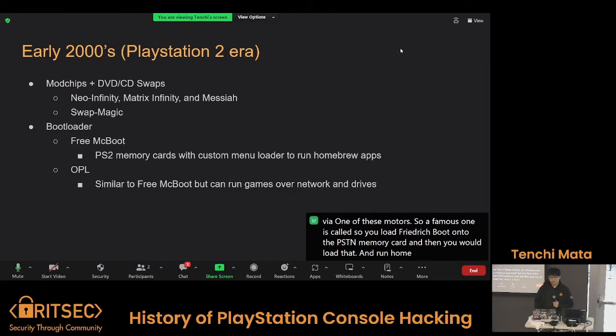Homebrew apps are basically external applications that you could import. So think like, I don't know, Linux. You can load Linux. So there's the introduction of bootloader hacks where you can load your own menus instead of just the PS2 menu.